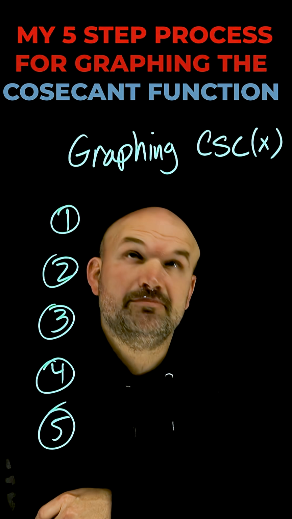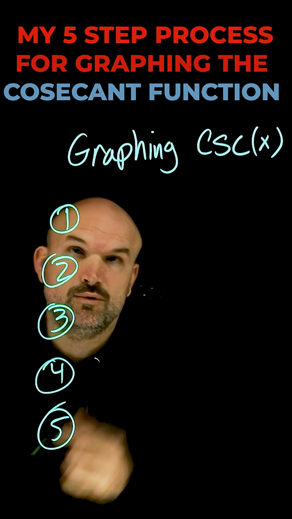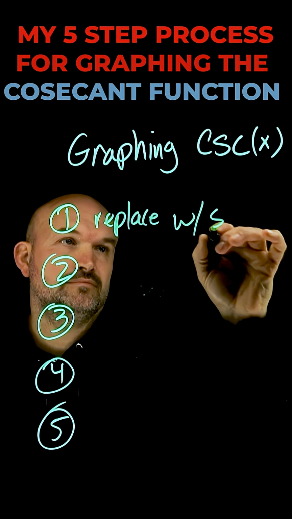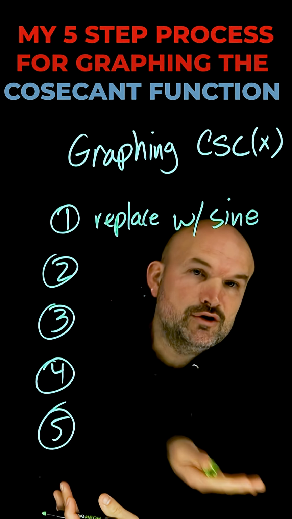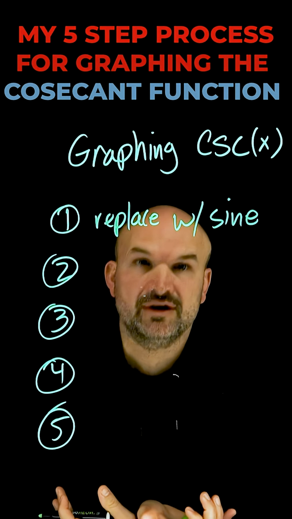Here's going to be my 5-step process for graphing the cosecant function. The first thing is to replace cosecant with sine. Now, the reason why I do this is because cosecant and sine are reciprocal functions of each other. So if we can identify what the graph of sine is going to look like, which we're more familiar with, it's really easy to go ahead and graph cosecant from there.